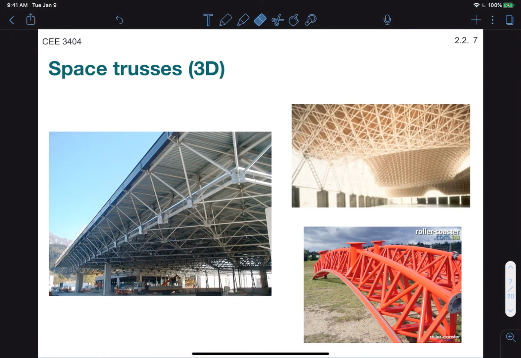In addition to plane trusses, we also have space trusses, or 3D trusses, which are designed to resist loads in all three directions. You'll see them most commonly used in roofs, particularly to provide bending support in both directions. So for example, bending support in this direction and also in that direction. You can also find them in roller coaster tracks, such as this one, where you would obviously expect the track to experience centrifugal forces or other lateral loads.